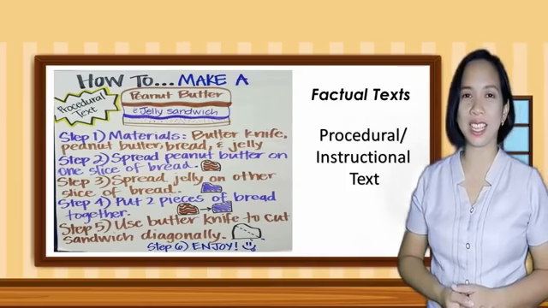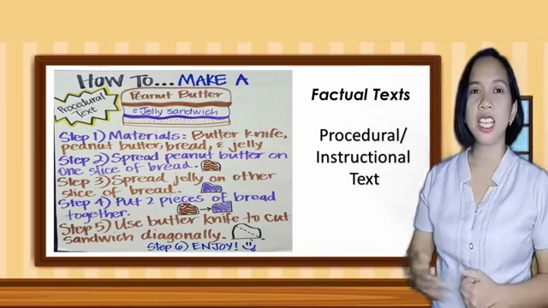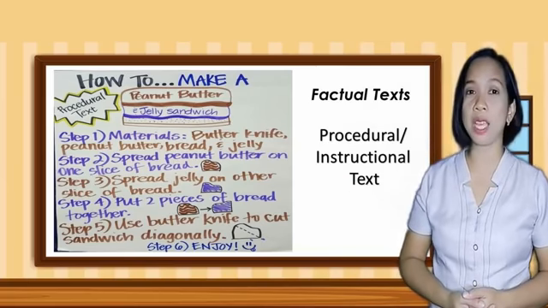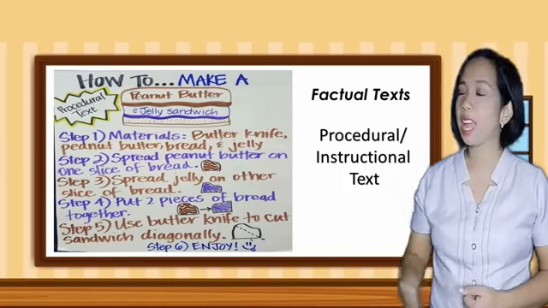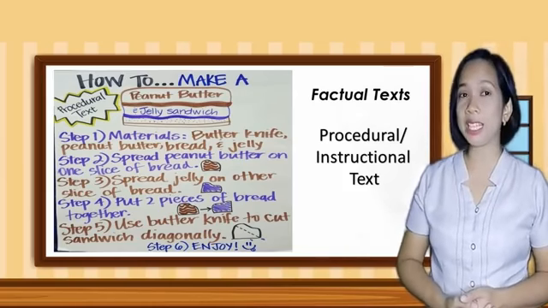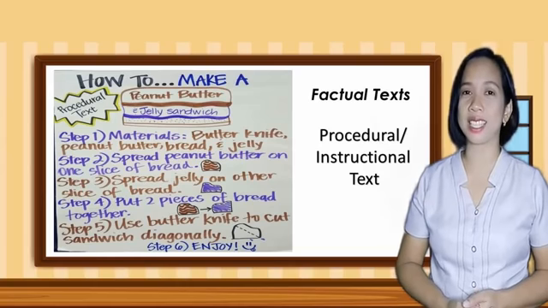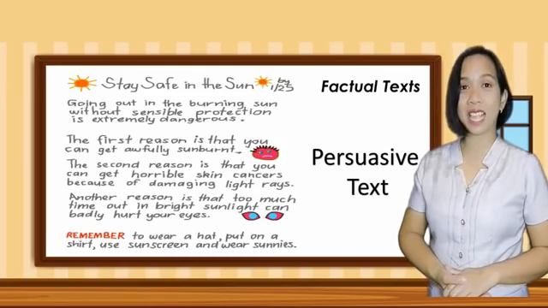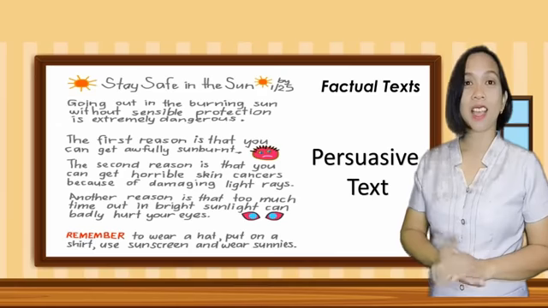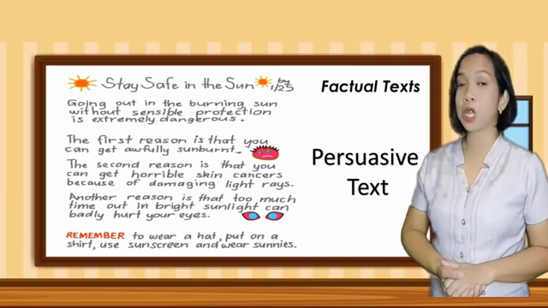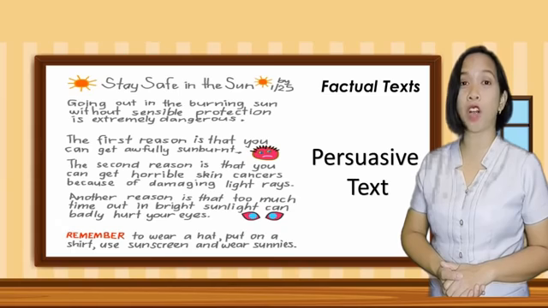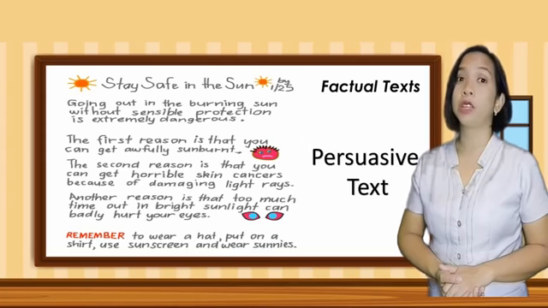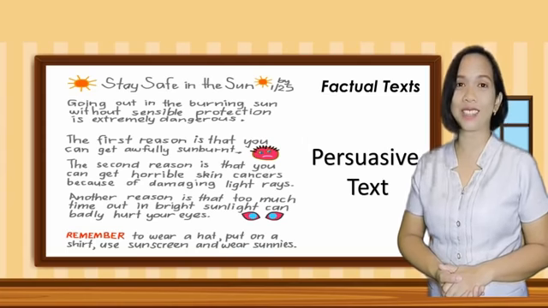Another factual text is procedural or instructional text. The example teaches the readers the steps on how to make peanut butter and jelly sandwich. This type of text explains how to perform different processes. Another factual text is persuasive text. In the example, Stay Safe in the Sun, the writer is convincing the readers to protect their skin from the damaging effects of the sun. Persuasive texts put forward a point of view and encourage the readers or listeners.